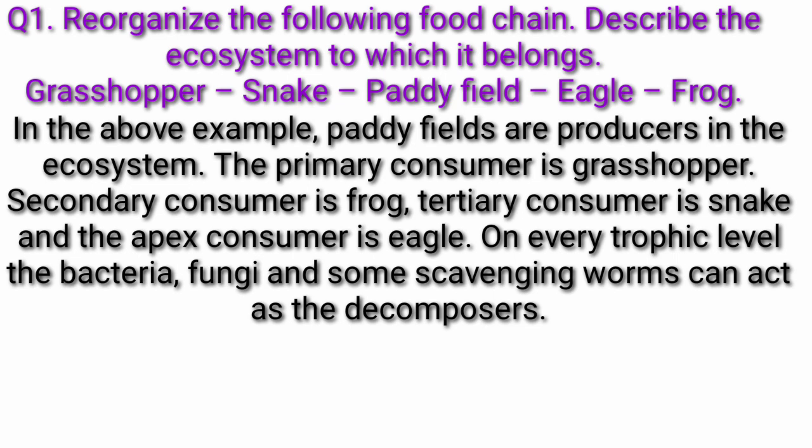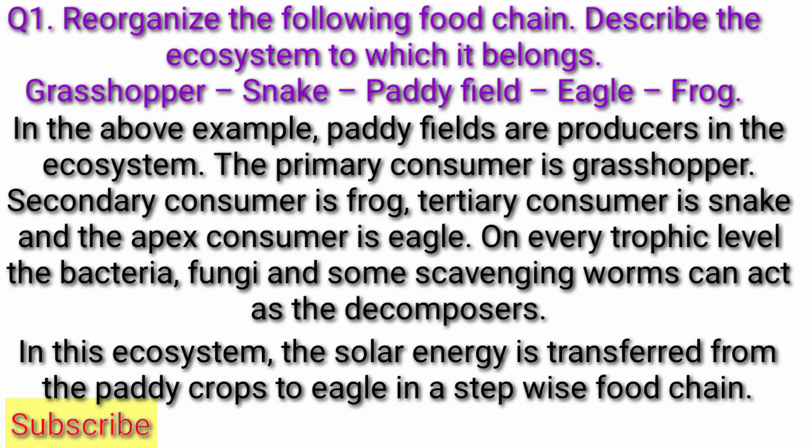In the above example, paddy fields are the producers in the ecosystem. The primary consumer is the grasshopper. The secondary consumer is the frog. The tertiary consumer is the snake and the apex consumer is the eagle. On every trophic level, the bacteria, fungi, and some scavenging worms can act as the decomposers. In this ecosystem, the solar energy is transferred from the paddy crops to the eagle in a stepwise food chain.